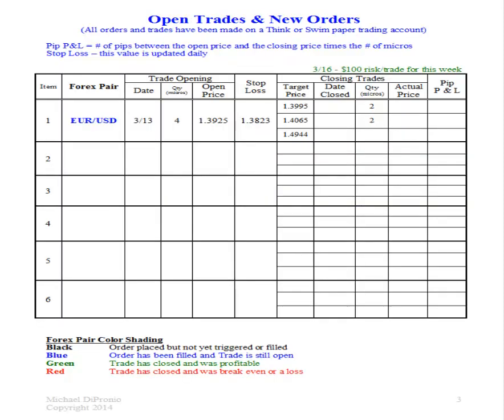Here's our trade summary chart for March. For open trades, our Euro US dollar trade remains open and we're long 4 micros. Target number 1 is 1.3995 and our stop loss is at 1.3823. As for new orders, there aren't any new orders today.